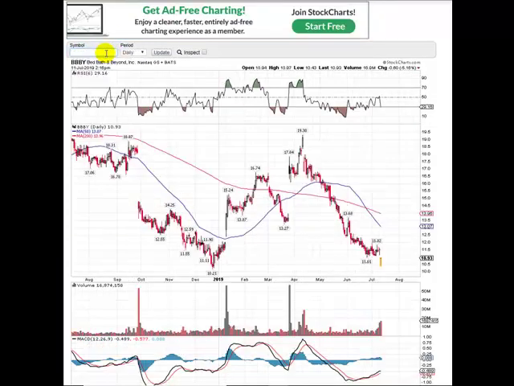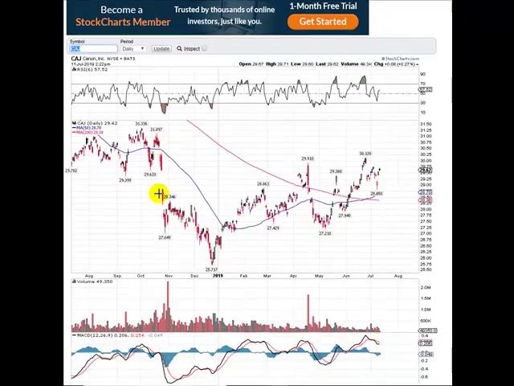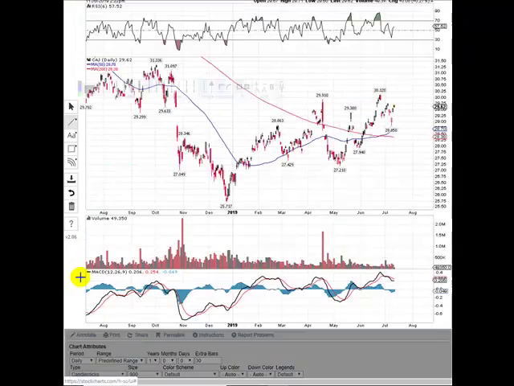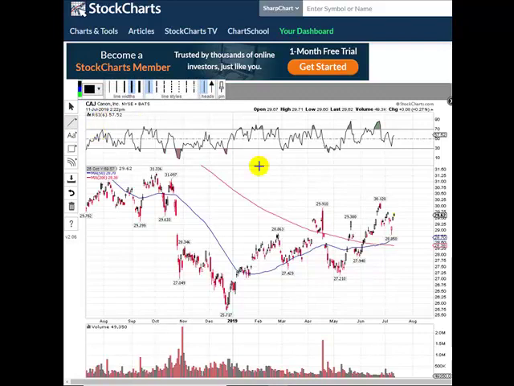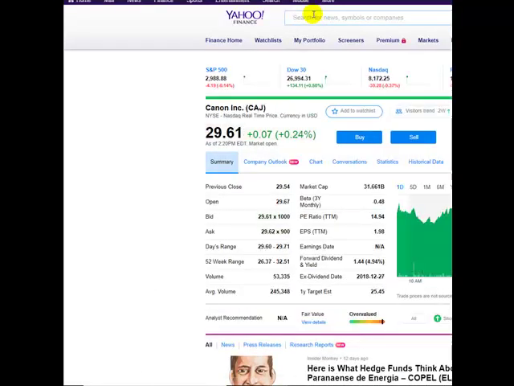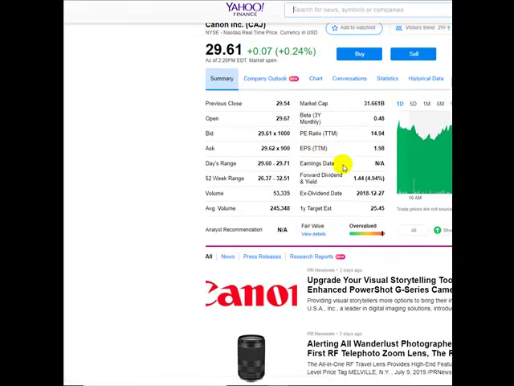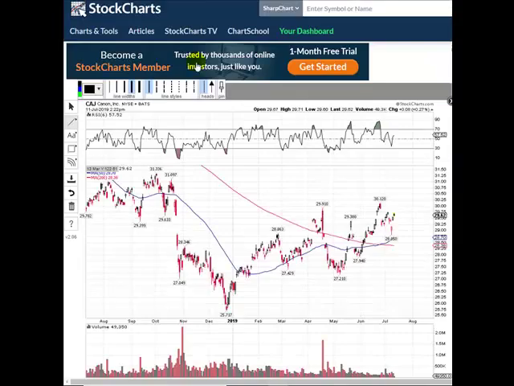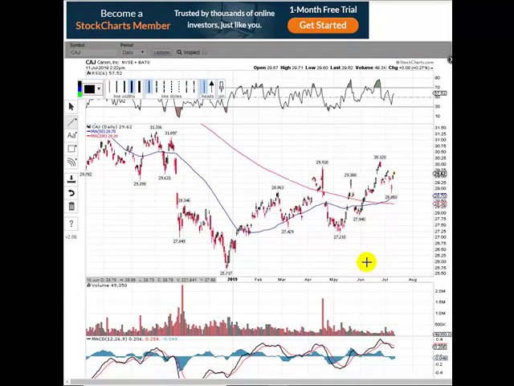So after that, we have got CAJ. So Canon. Canon's been looking nice lately. It's been acting as a very defensive stock. And when you look at CAJ, it's got almost a 5% dividend yield. I believe that's one of the reasons why it's acting very defensively, because it's a stock that had been beaten down that has a very high dividend yield. And so I think that it will act as a good defensive play in this environment.